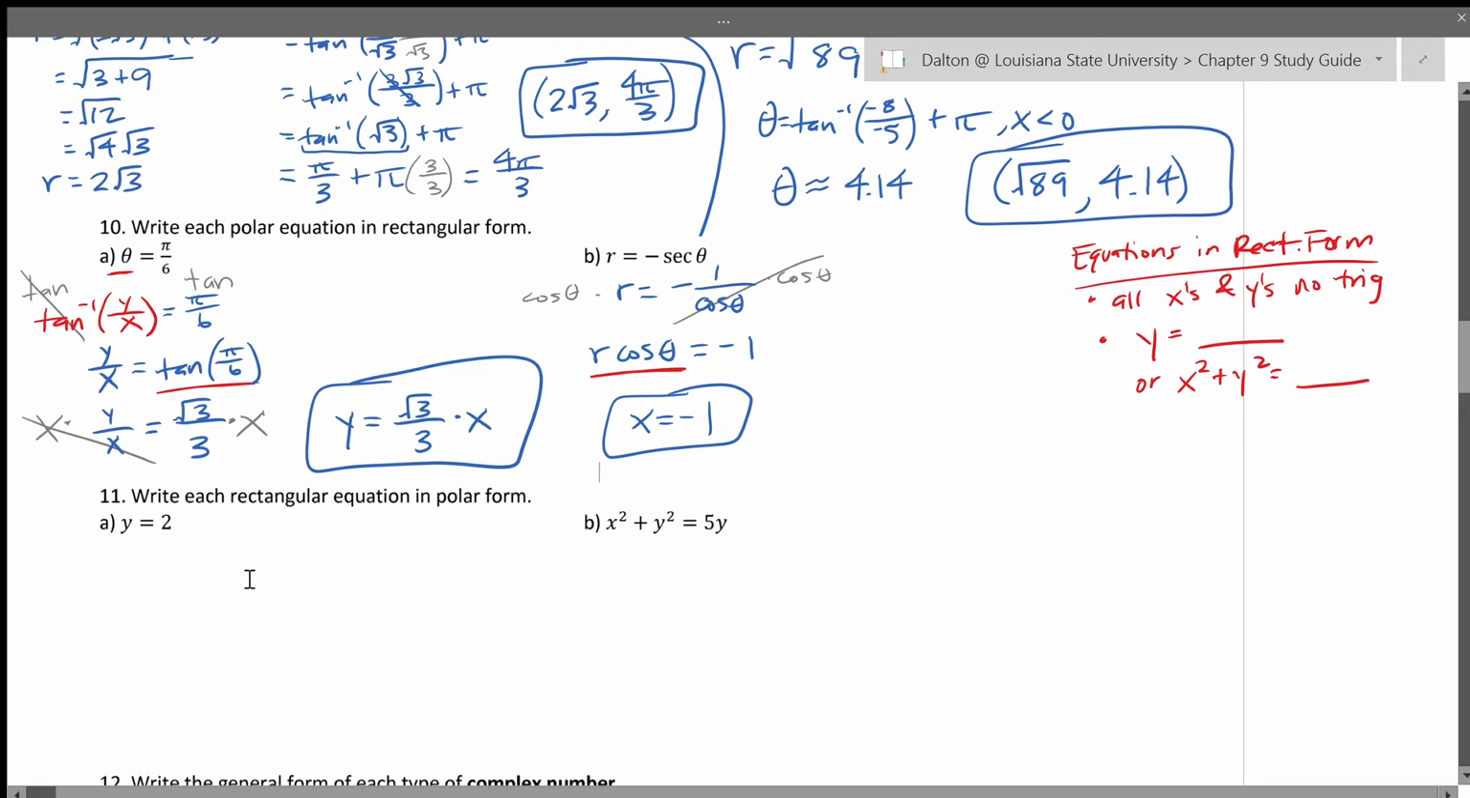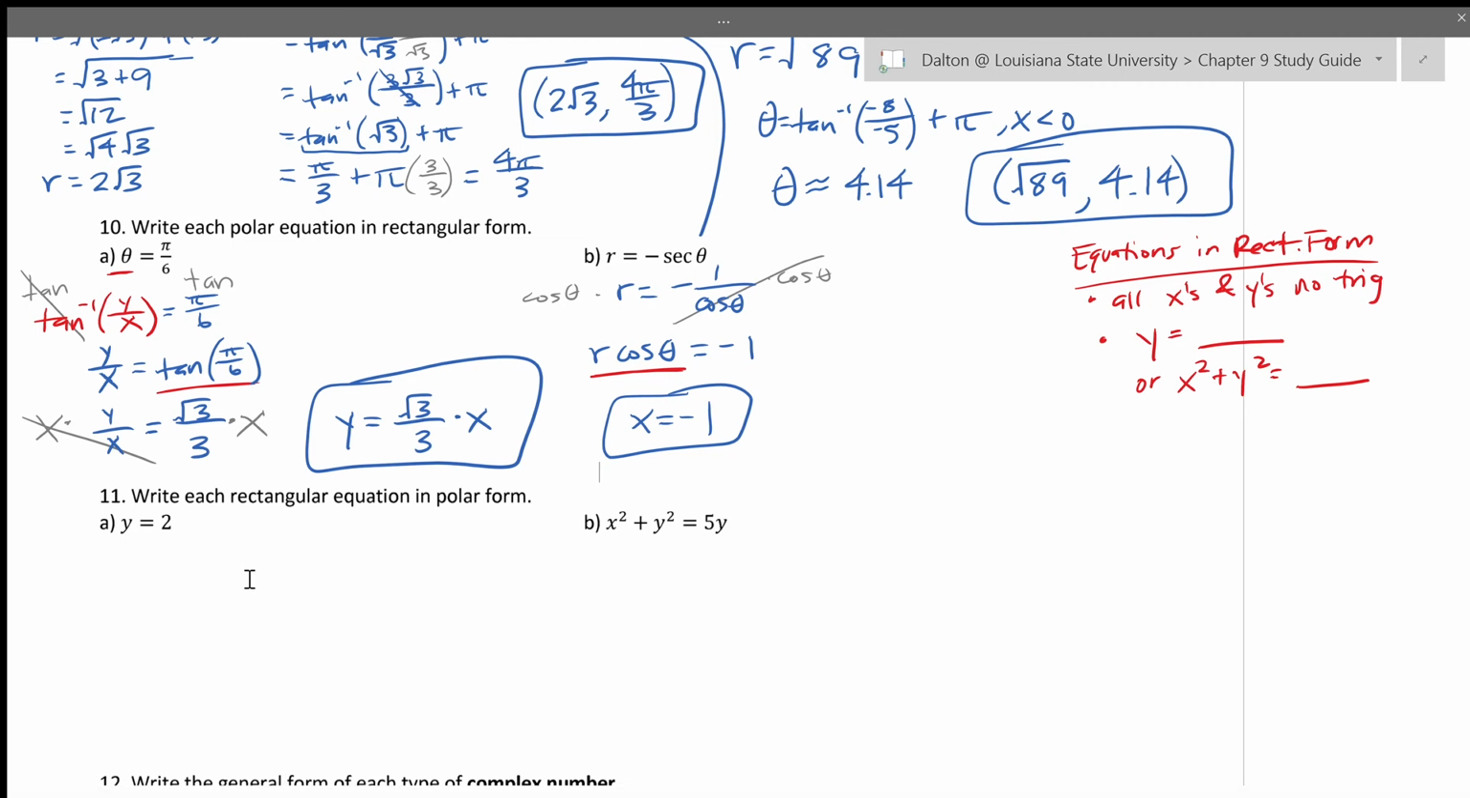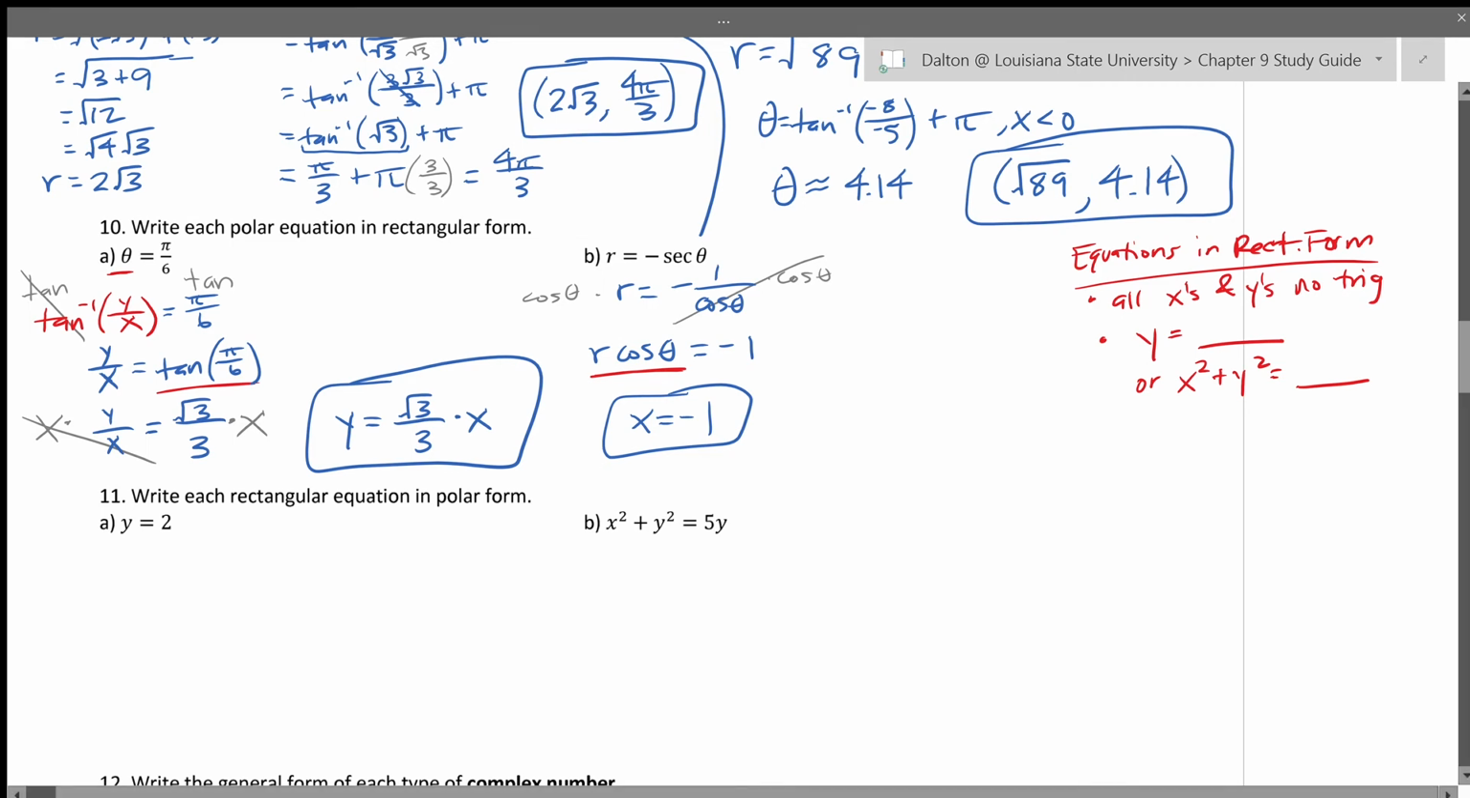Okay, number 11 is the opposite of 10. I give you rectangular equations and I want you to write them in polar form. So to recap, when you're writing something in polar form, you cannot have x's or y's. So no x's or y's, and it's usually in the form r equals something else.